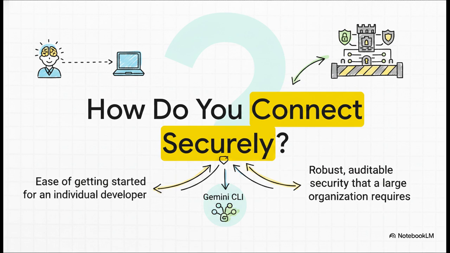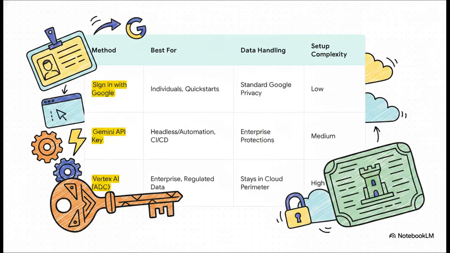And the Gemini CLI gives you a few different ways to solve this. This table breaks down the 3 primary ways to authenticate. Think of them like this. Sign in with Google is like showing your personal ID. It's fast, it uses a familiar browser login, and it's great for individuals. A Gemini API key is like a secret key you give to a robot. It's perfect for headless automation in things like CI/CD pipelines. And finally, Vertex AI with Application Default Credentials, or ADC, well, that's the corporate security badge. It's the most secure, most compliant, enterprise-grade option.